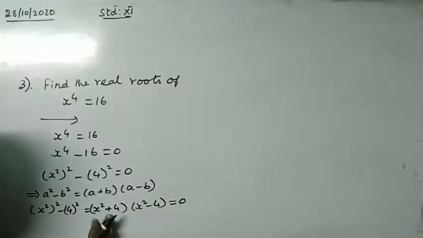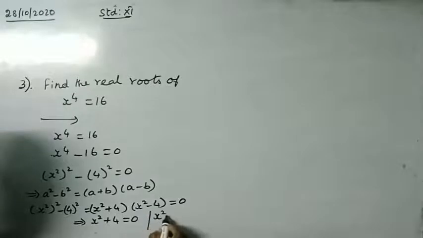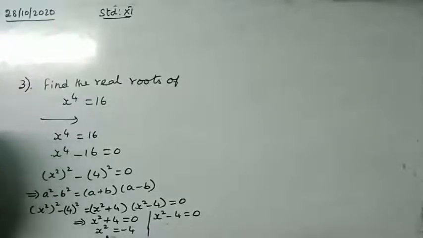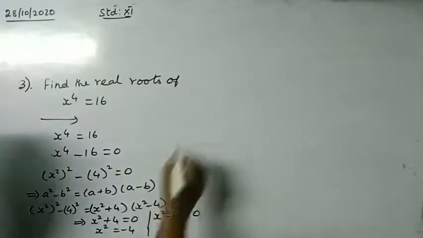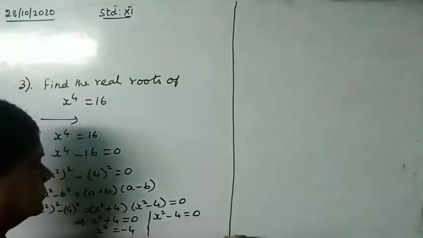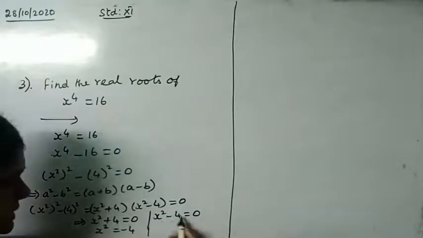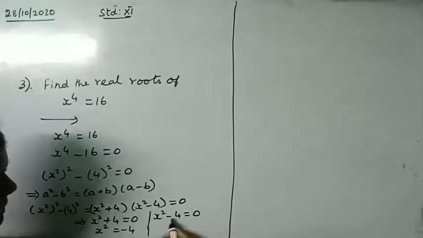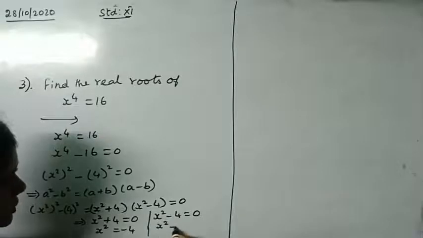So now x square plus 4 equal to 0 and x square minus 4 equal to 0. Here if I get x square is equal to minus 4, which is not possible. So here we are not getting real roots. These are all imaginary roots. If I once again split this into a square minus b square, it is x square minus 2 square equal to 0.